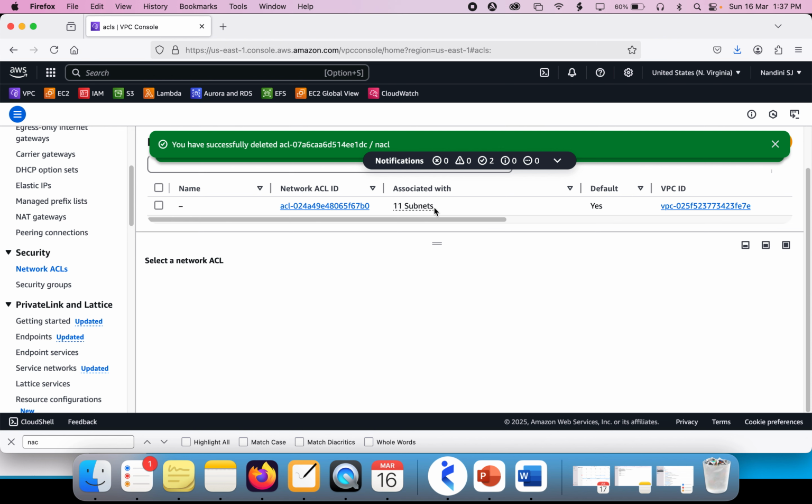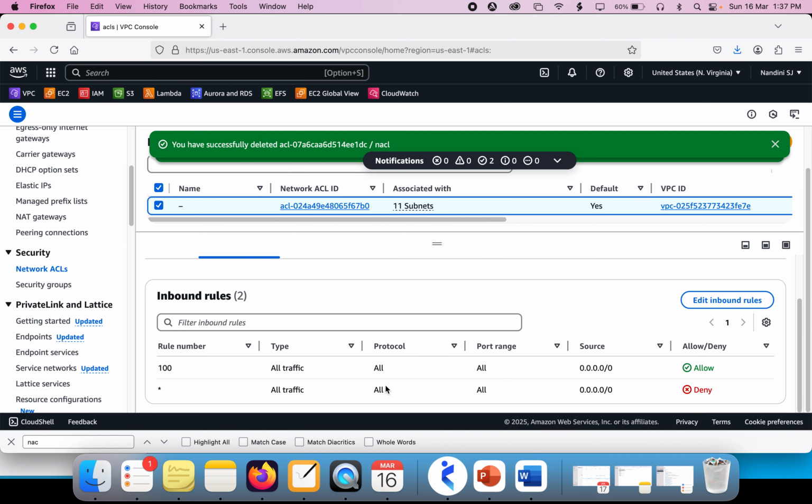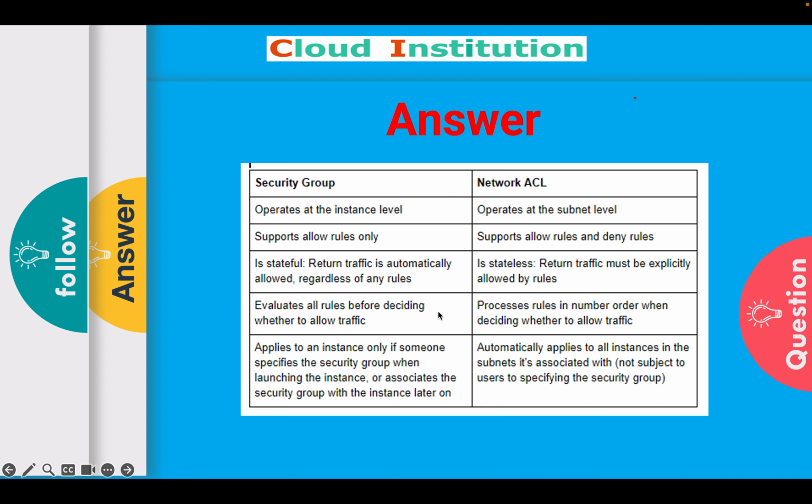If you see the NACL, in the inbound rules, you see there are deny rules also, allow and deny rules. Whereas in a security group, if you go to any security group, there is no allow and deny option, it has only allow rules. So we cannot have deny rules here. That is the second difference: security groups support allow rules only and NACL supports allow and deny rules.